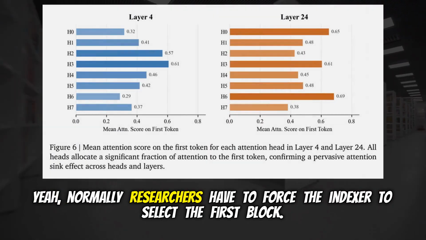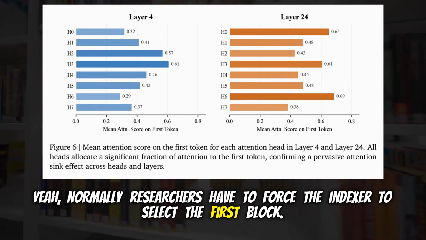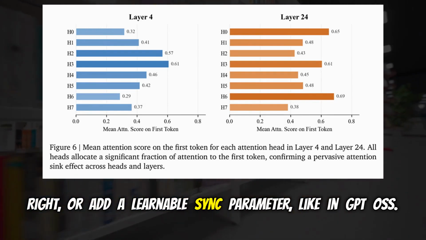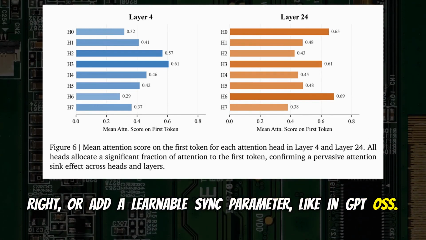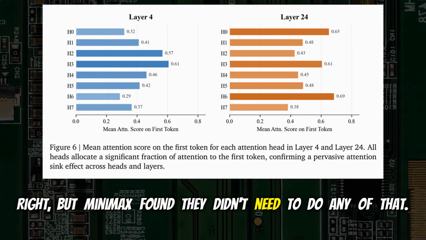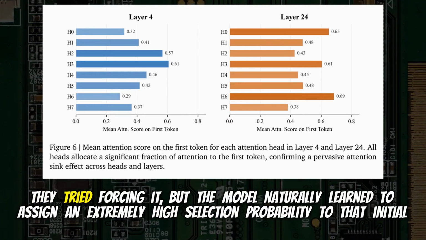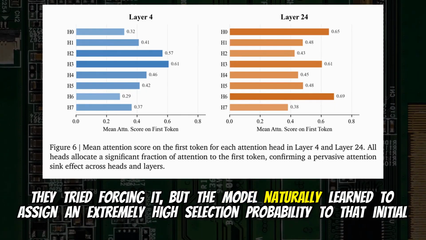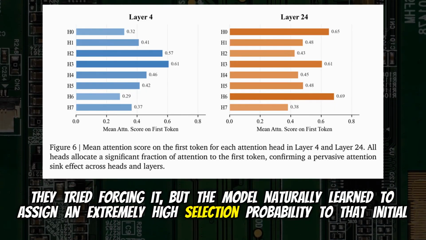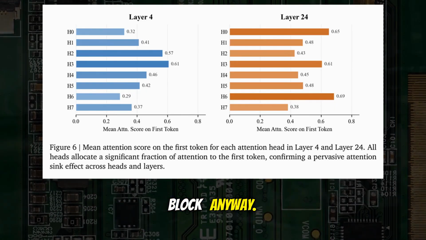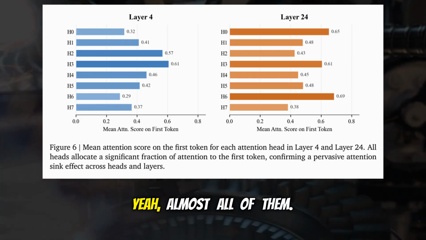Yeah, normally researchers have to force the indexer to select the first block. Right, or add a learnable sync parameter, like in GPT-OSS. Right. But MiniMax found they didn't need to do any of that. Right, not at all. They tried forcing it, but the model naturally learned to assign an extremely high selection probability to that initial block anyway. Across all the layers and heads. Yeah, almost all of them.